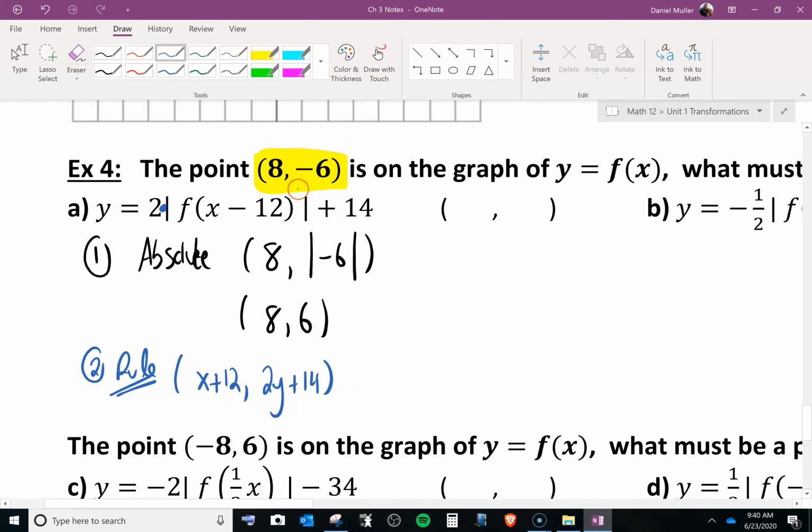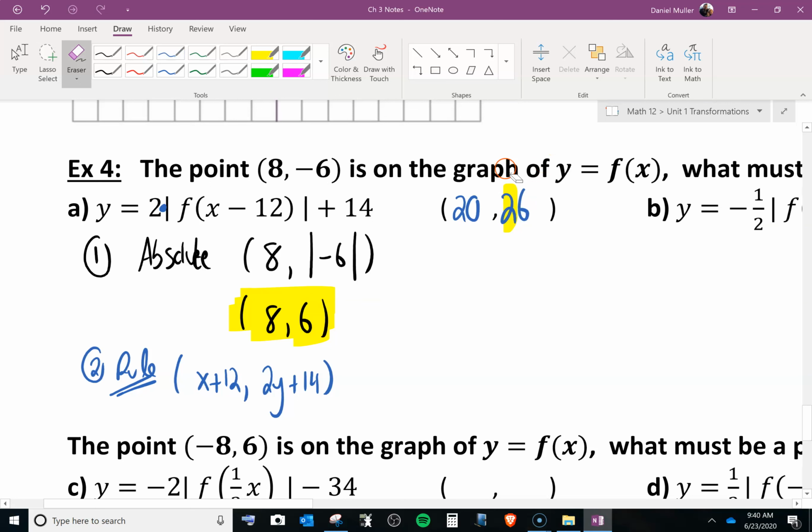And like we've done so much already, you just take the x value, put it in. So 8 plus 12 is 20. And -6, doubled, is -12. -12 plus 14 is 2. Unless it's a positive. It's not -6. It's our new point right here that we have to put in. Ooh, that's a good catch. So we have to use 6. 6 times 2 is 12. 12 plus 14 would end up being 26.